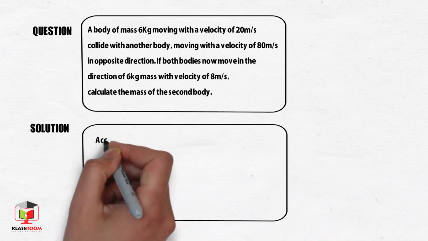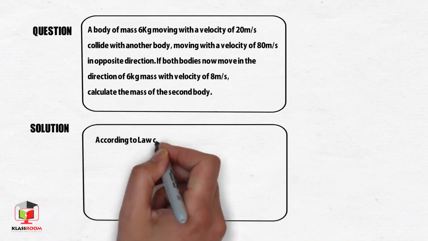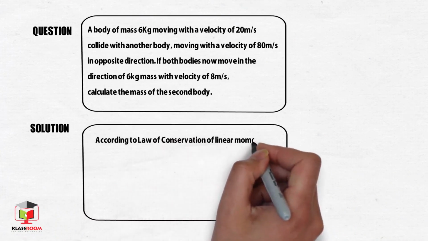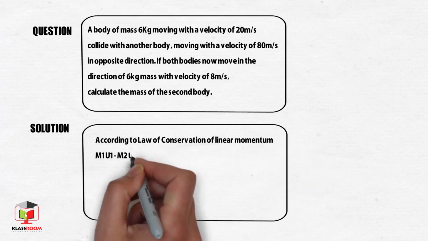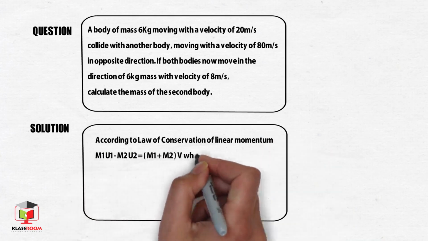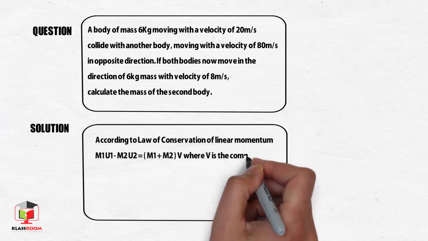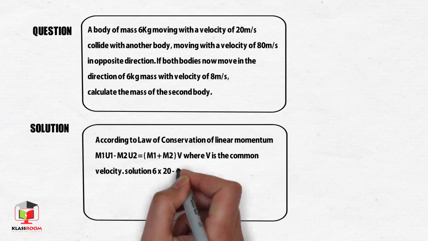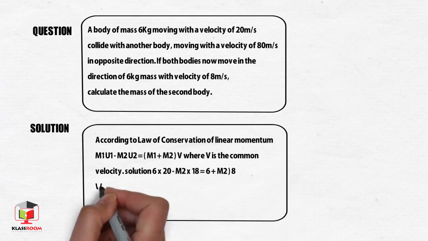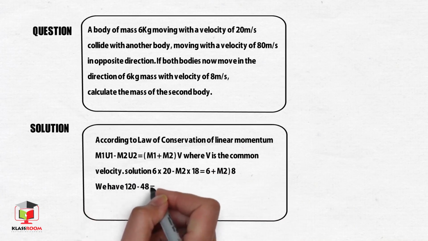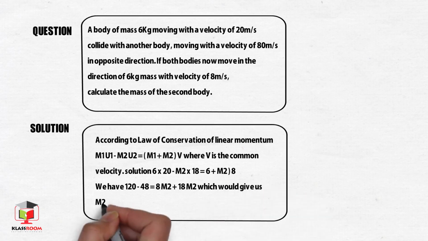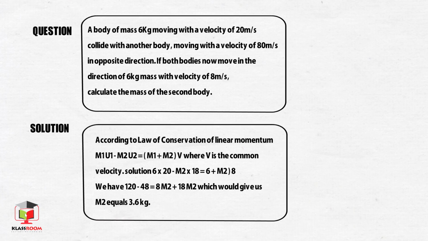Solution: according to the law of conservation of linear momentum, m1u1 minus m2u2 equals (m1 plus m2)v, where v is their common velocity. So 6 times 20 minus m2 times 18 equals (6 plus m2) times 8. We collect like terms and clear the brackets. We have 120 minus 48 equals 8m2 plus 18m2, which gives us m2 equals 3.6 kilograms.